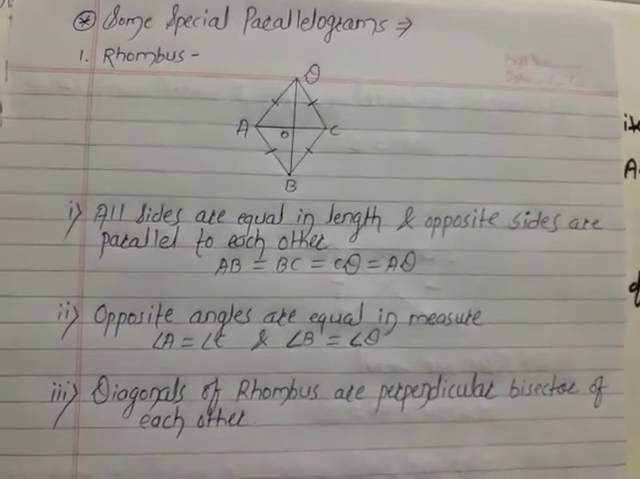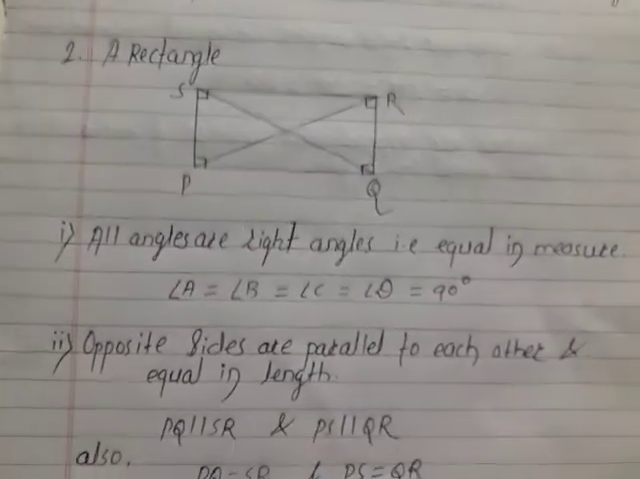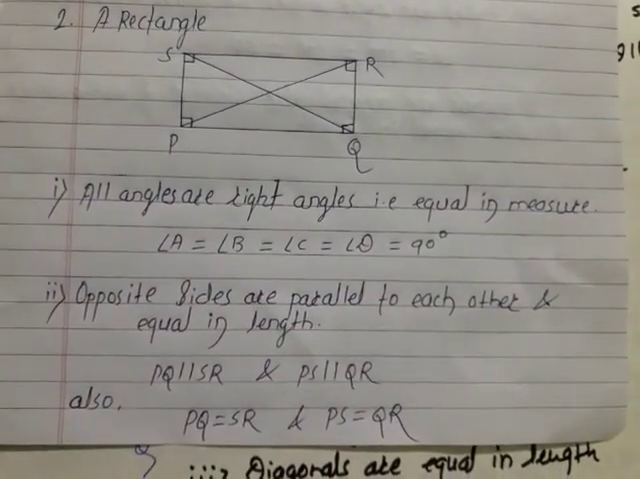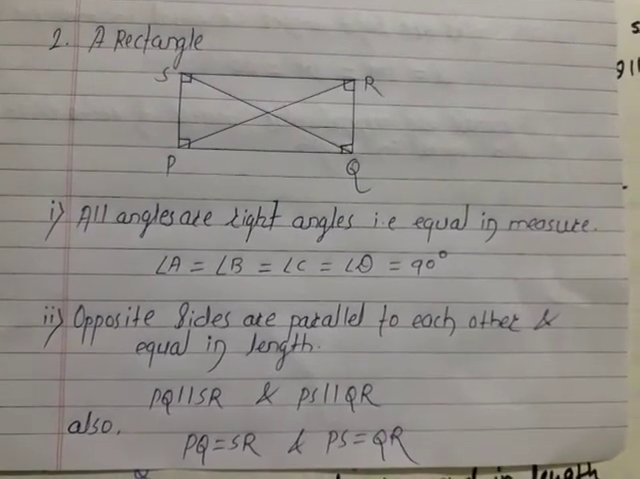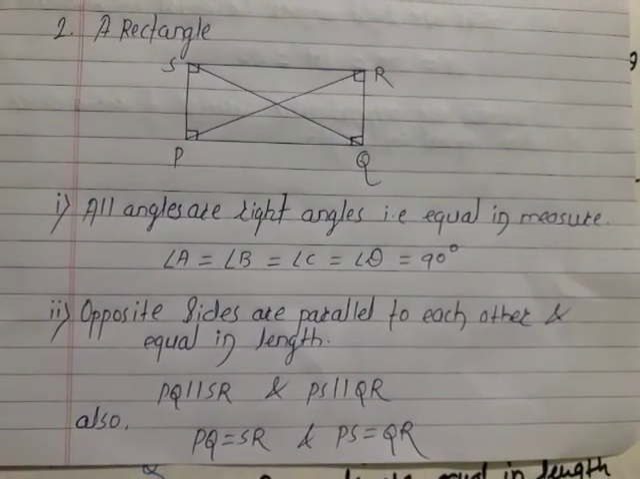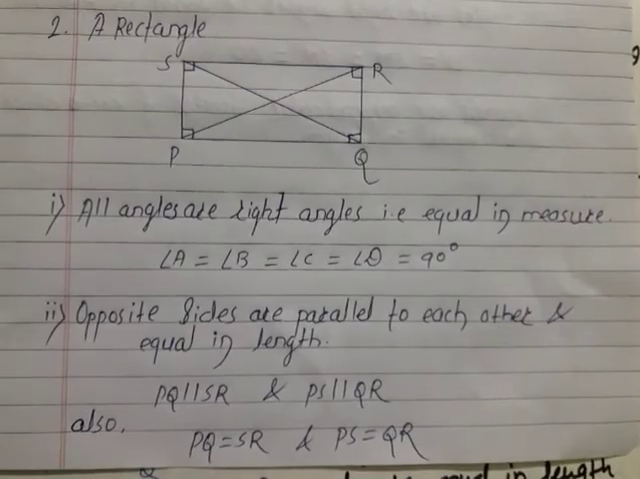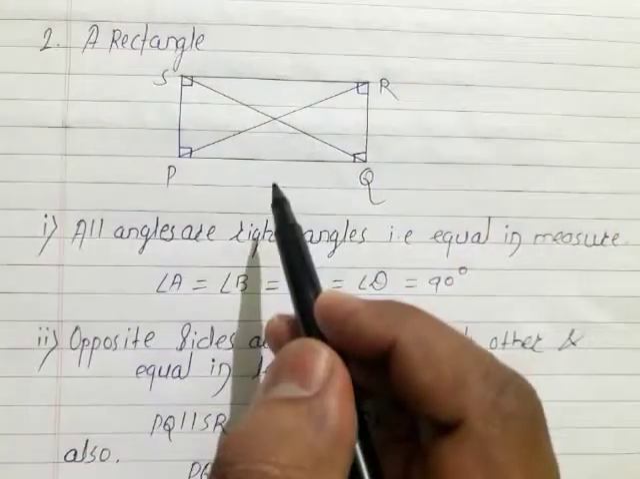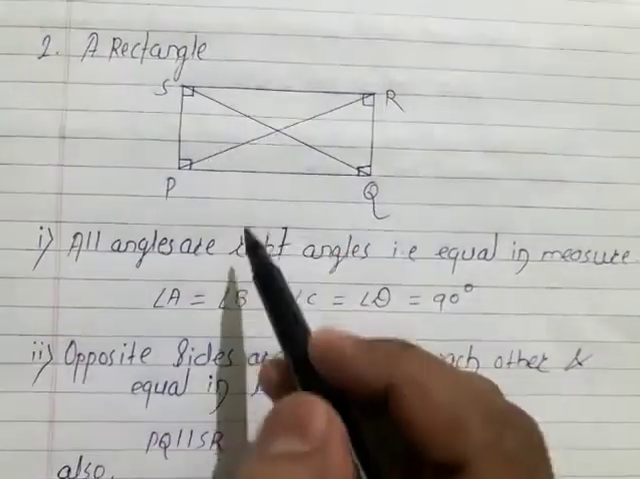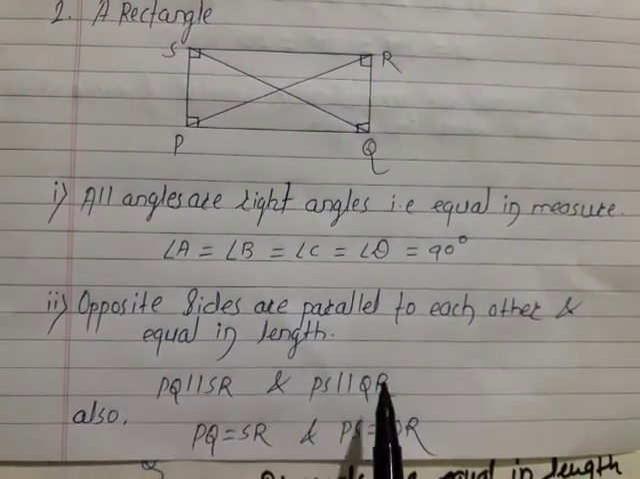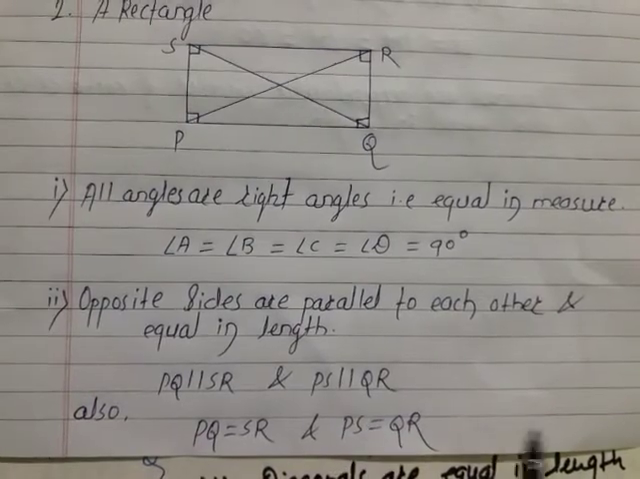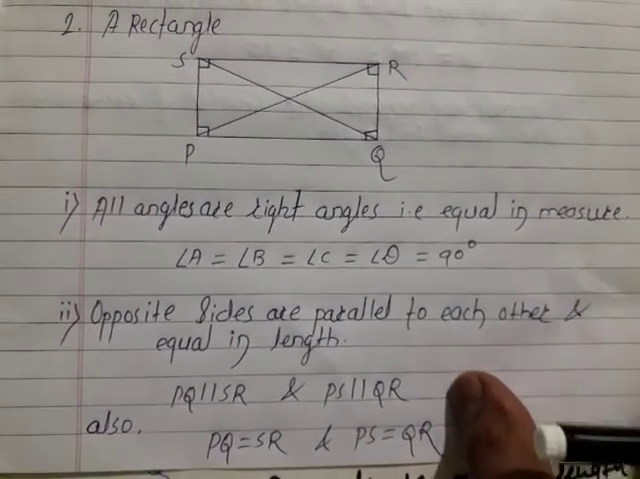Next, rectangle. Look at this rectangle. All angles are right angles, that is equal in measure. Second, opposite sides are parallel to each other and equal in length. ये जो opposite sides होती है parallel भी होती है और equal in length भी होती है. इधर लिखा है PQ is parallel to SR, PS is parallel to QR, PQ is equal to SR and PS is equal to QR. Okay.